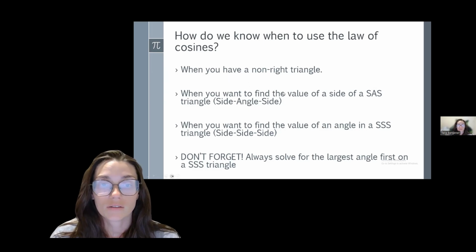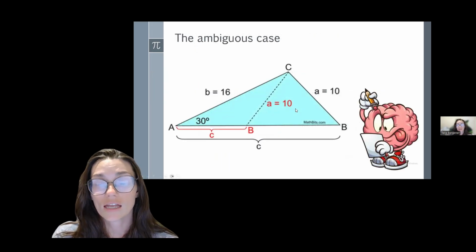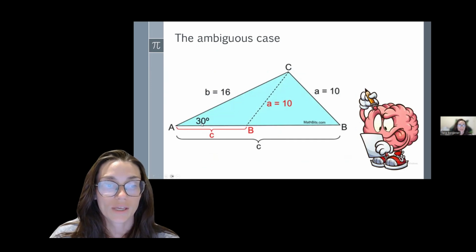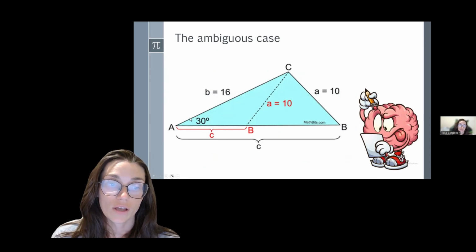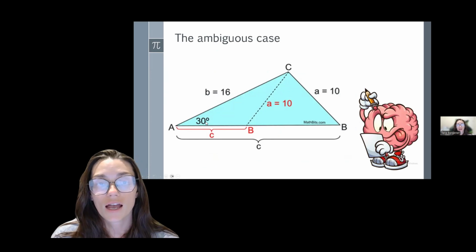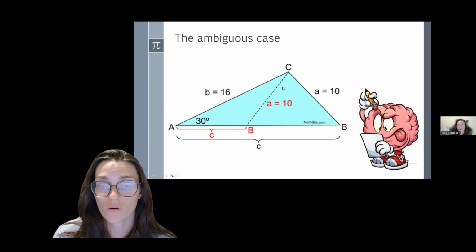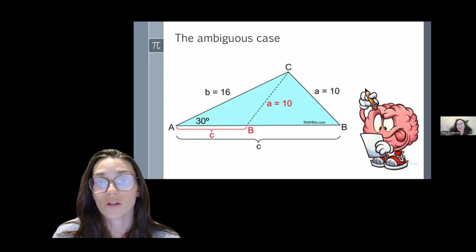So I'm going to share an ambiguous case where we have 10 here for side A, but we also could have 10 here for side A, and the angle for A is still 30. So you could have two different triangles, an obtuse triangle and an acute triangle, with the same angle. If we do the largest side first, we avoid having that case.